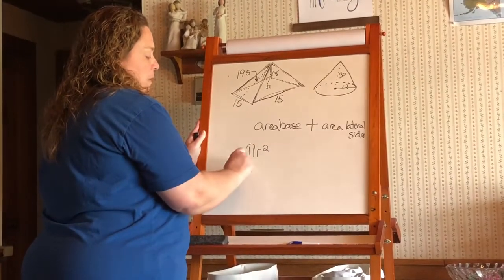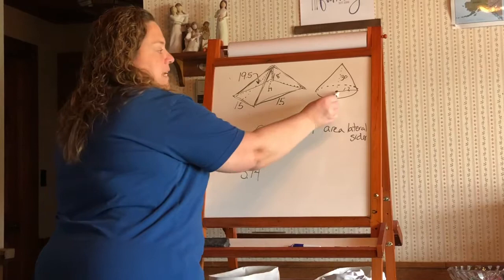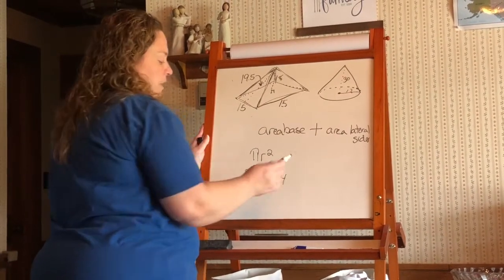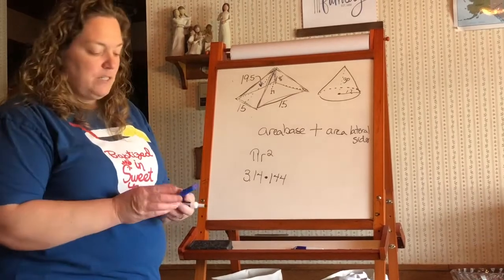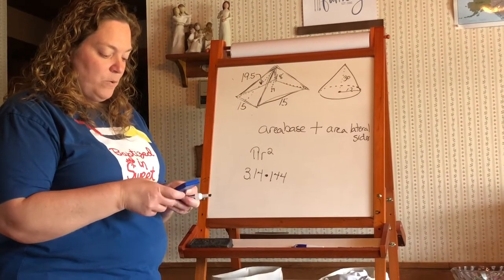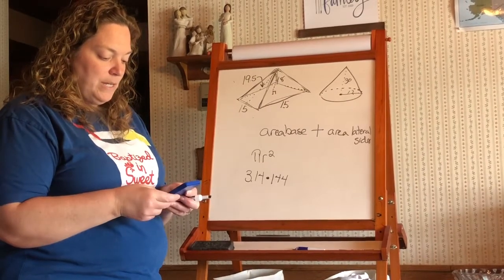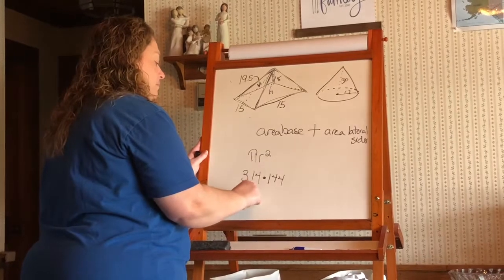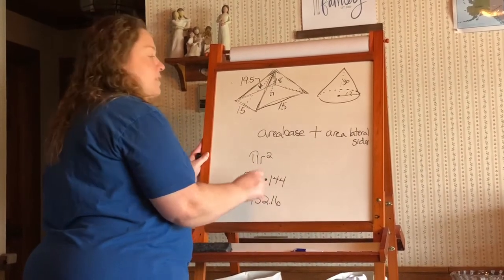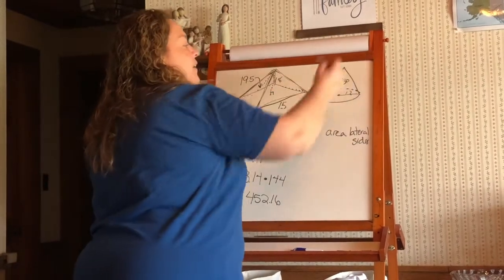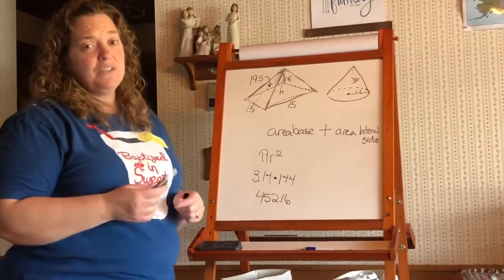Pi is 3.14. The radius is 12. 12 squared is 144. And I erased it so I don't remember what that value was. 144 times 3.14, 452.16. So that's the area of my base. Now we have to figure out the area of the lateral side.